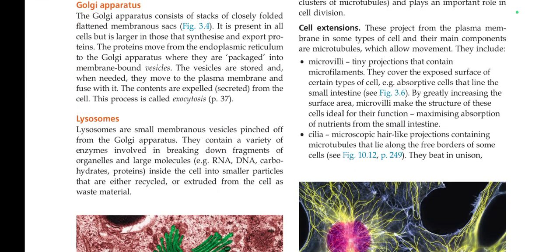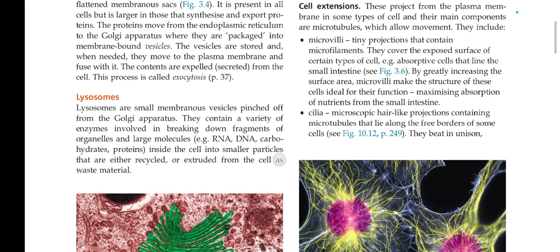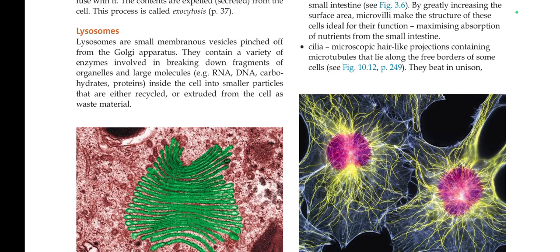Cell extensions. These project from the cell membrane in some types of cell and their main components are microtubules, which allow movement. They include microvilli, tiny projections that contain microfilaments. They cover the exposed surface of certain types of cell. Example, absorptive cells that line the small intestine. By greatly increasing the surface area, microvilli make the structure of these cells ideal for their function, maximizing absorption of nutrients from the small intestine.